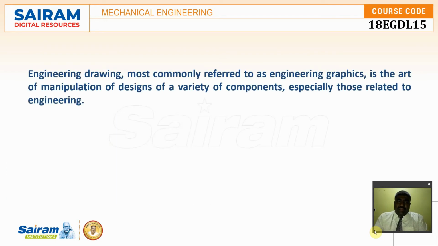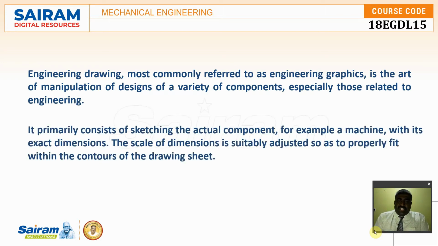So coming on to the definition of engineering drawing, it is most commonly referred to as engineering graphics and it is a manipulation of designs of a variety of components, especially in the engineering field. And it primarily consists of sketching of actual components. For example, it may be a machine or an automobile or a mobile, whatever it may be. So it should be in exact dimensions.